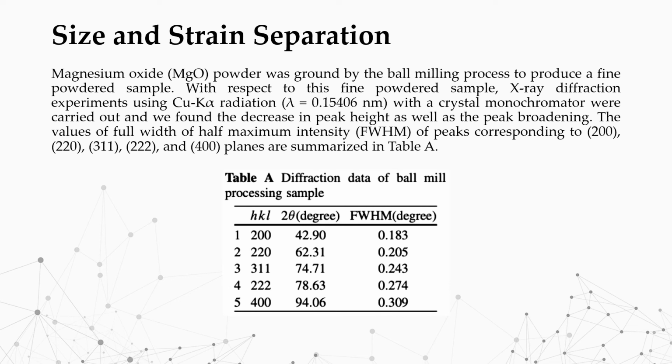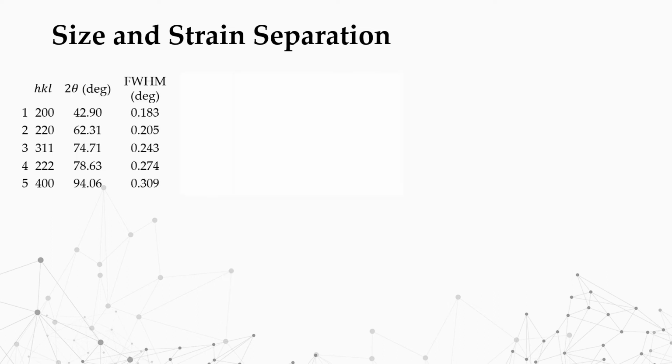For this problem, we have X-ray diffraction results for magnesium oxide. Five peaks with corresponding 2 theta and full width at half maximum in degrees are presented in Table A. We will apply the Williamson-Hall plot method to separate the broadening due to size and due to strain. So we have the given.